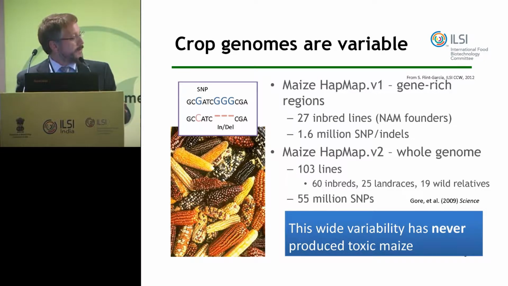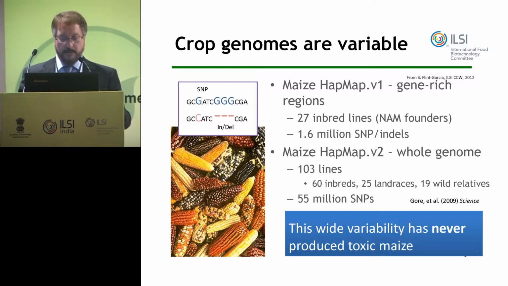So the amount of genetic diversity present is amazing. If we look at SNPs, SNP is simply replacement of one nucleotide, like you can see there, or indels, insertions, deletions, where there's DNA present in one genotype and not in the other. We know now that in maize, the first time they just looked at 27 inbred lines, and just in those 27 genotypes, there were over 1.6 million SNPs and indels.